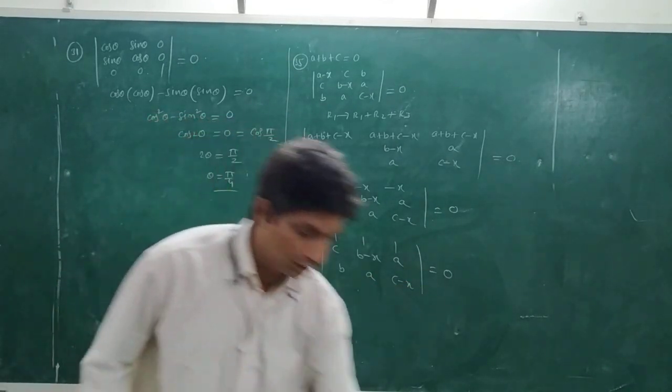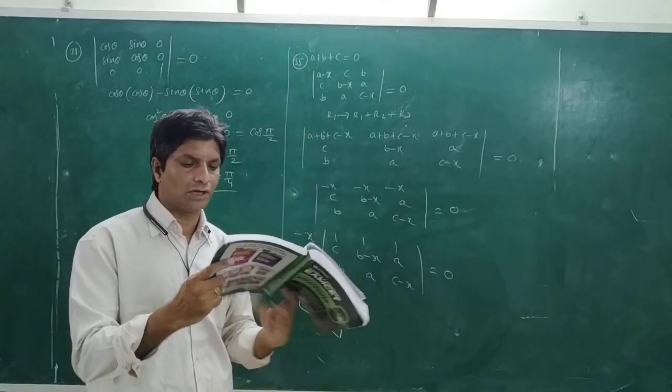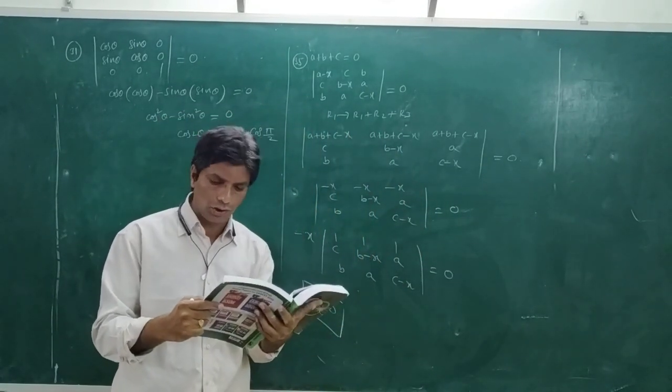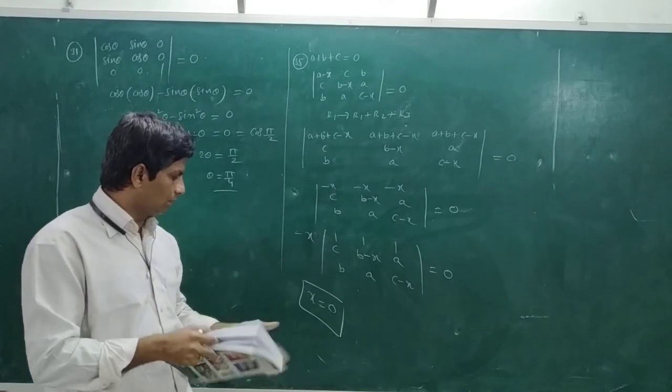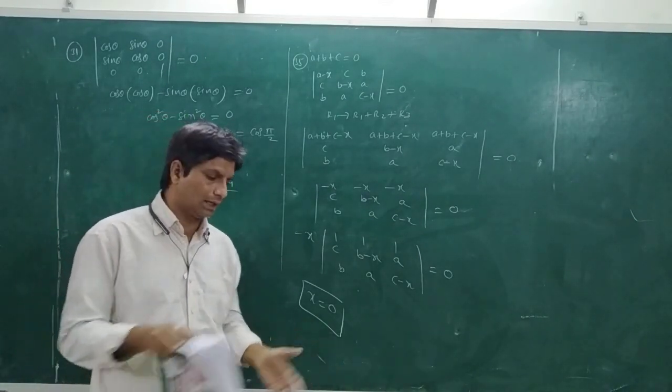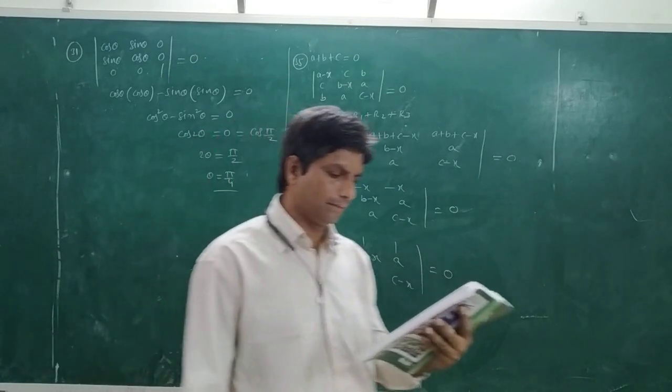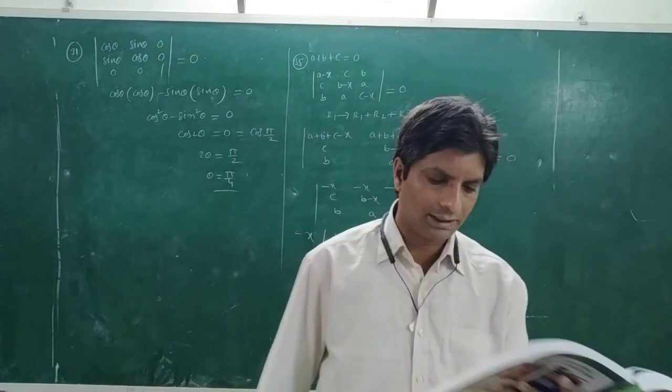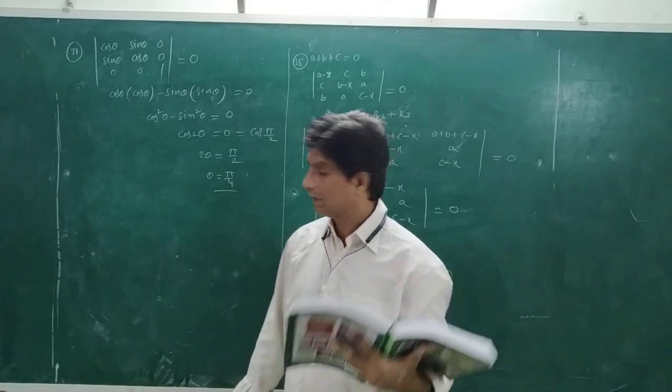Let us check whether this root is given in the options or not. First option A plus B, second option 0, B plus C, A plus C. So we can take this, the option 0. This is the one root of the given equation. Similarly, 36, 37, 38 we can do, then 39.